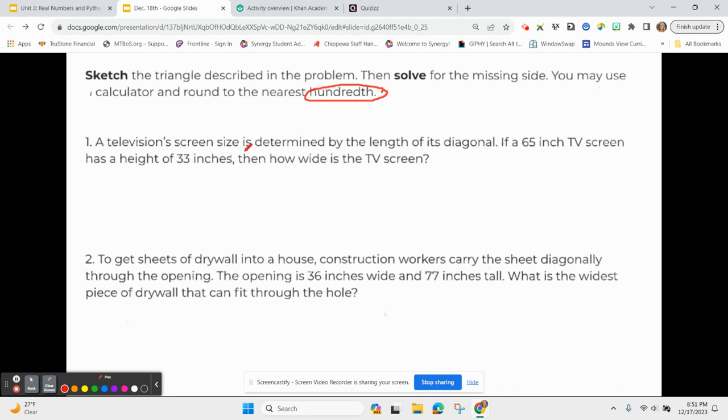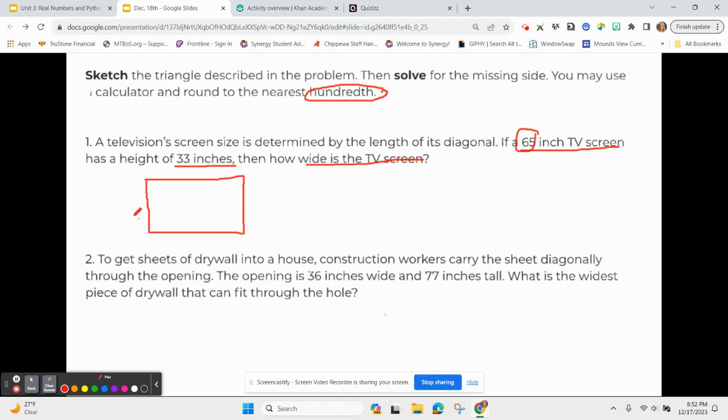So here, television screen size is determined by the length of its diagonal. If a 65-inch TV screen has a height of 33 inches, how wide is the TV screen? So I'm just going to sketch a drawing here of a rectangle. TVs are rectangles. And it tells me that the diagonal is how the size is determined, that's the length. And right here it says it's 65 inches.